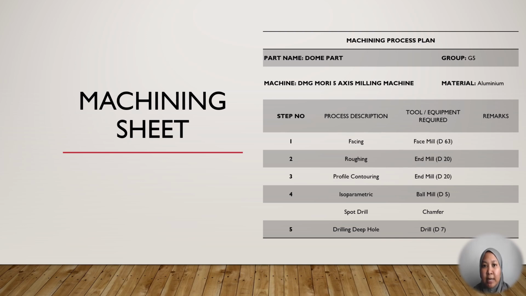As you can see, there are 5 steps for our project, which are facing, roughing, profile contouring, isoparametric, spot drill, and drilling deep hole. The tool used for facing is a face mill diameter 63. Meanwhile, for the roughing and profile contouring, we use an end mill diameter 20, and for the isoparametric, we use a ball mill diameter 5, and for the spot drill, we use a chamfer, and for the drilling deep hole, we use a drill diameter 7.